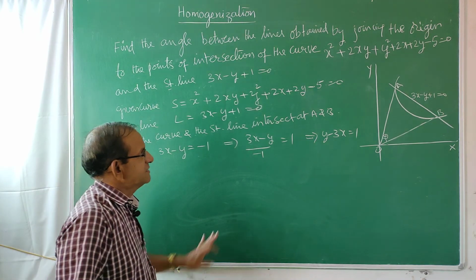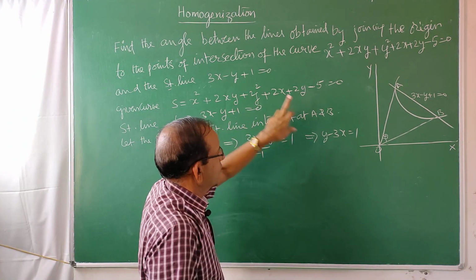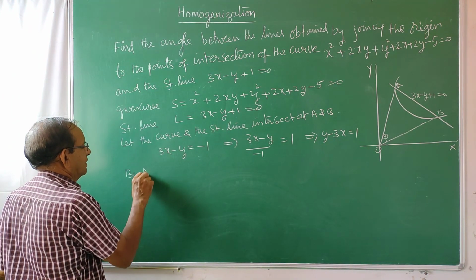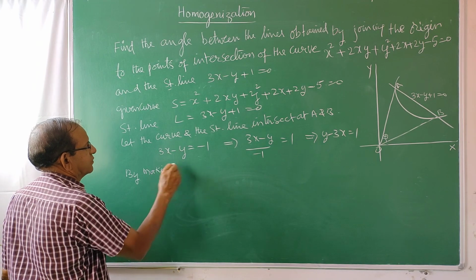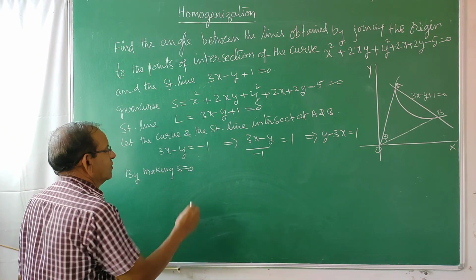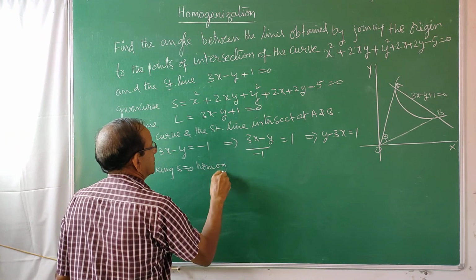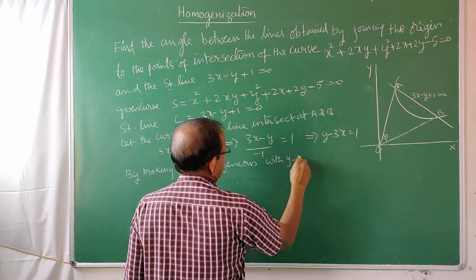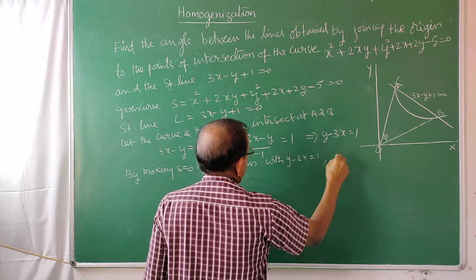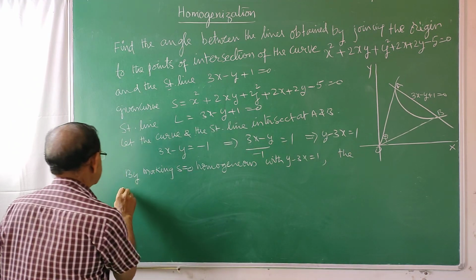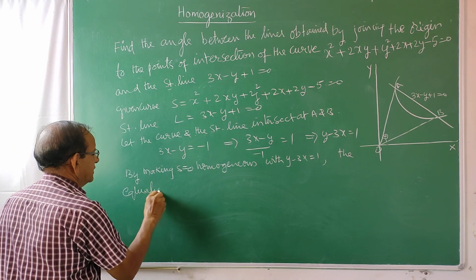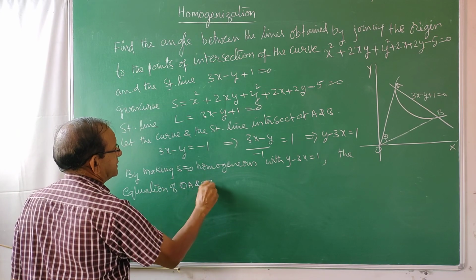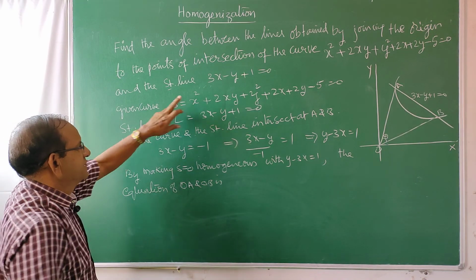Now let us make this equation homogeneous with this equation by making s equal to 0, that curve equation, homogeneous with y minus 3x is equal to 1. The equation of OA and OB is, now let us make it homogeneous.